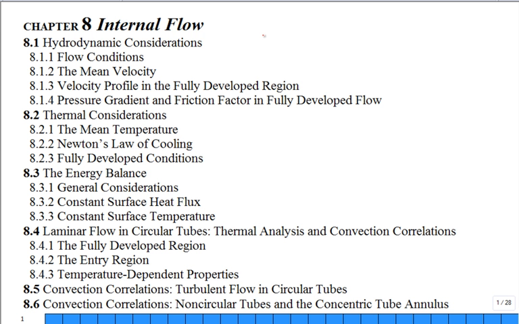All right, so we move into the chapter entitled Internal Flow. What was the previous chapter's title? External flow. Internal, you're within a pipe, you're within a duct. So we're going to go back and review fluid mechanics, hydrodynamic considerations before we add in thermal considerations. Energy balance, then you can get results for laminar flow as well as turbulent flow. All right. Let's jump into it.